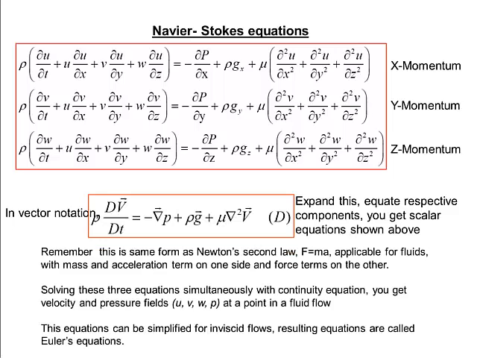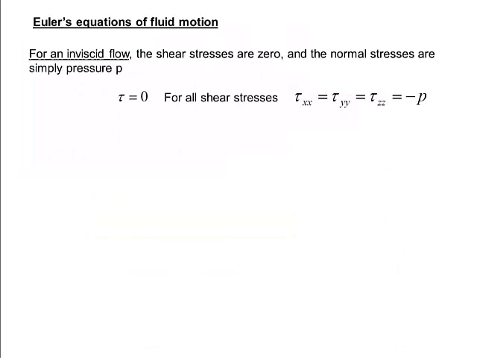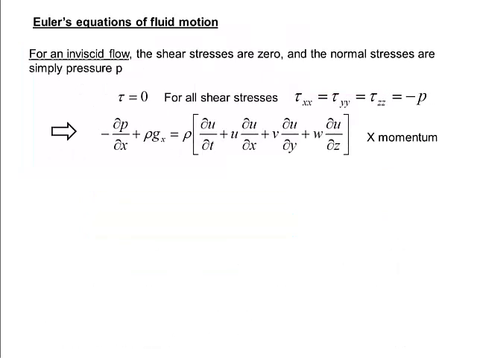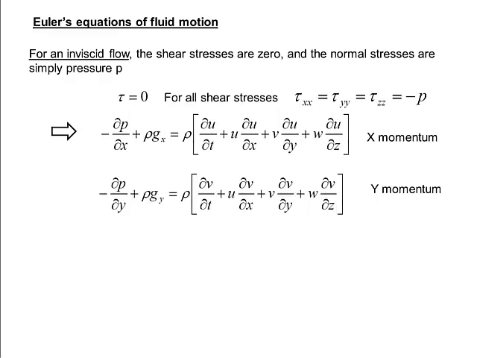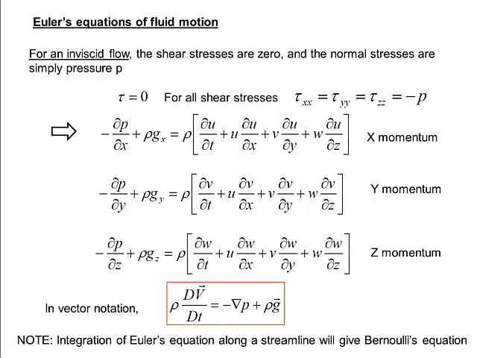Finally, for inviscid flow, the Navier-Stokes equations can be simplified to Euler's equation. From the Navier-Stokes equations, if the viscous terms are removed, it will be Euler's equation. Integration of Euler's equation along a streamline will result in Bernoulli equation.